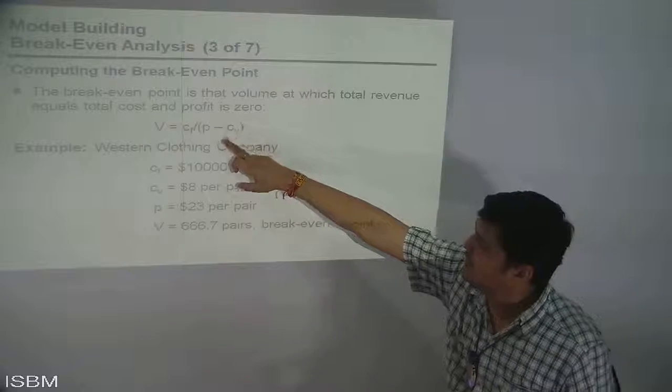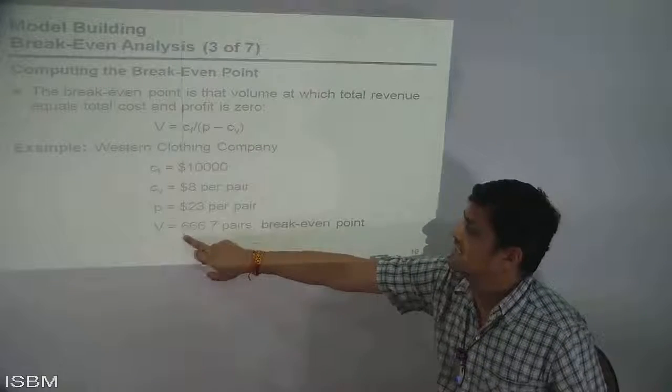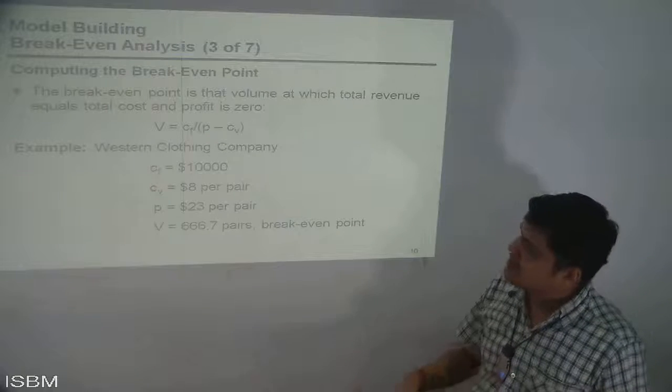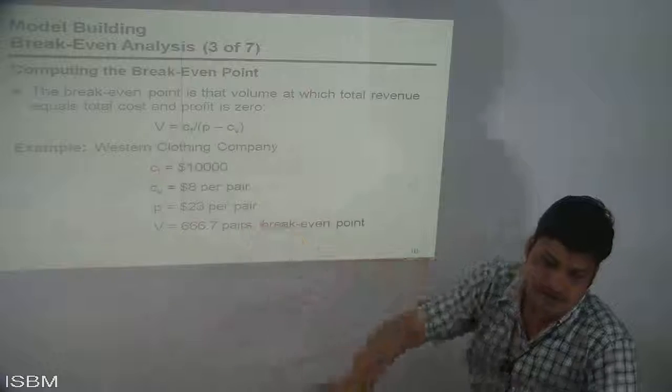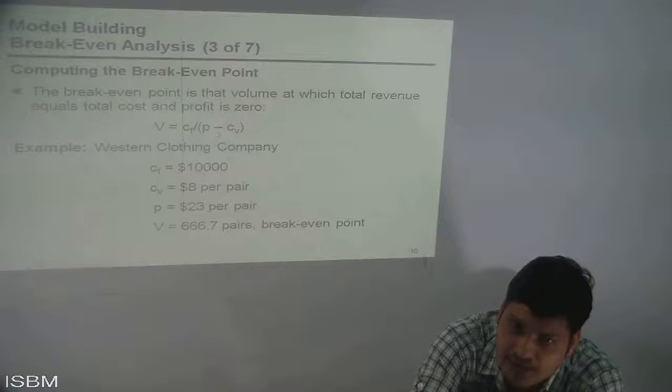So we can put over here CF, we put the value, CV put the value. So 667 pairs break-even point. You will get the break-even point over here. So this is the formula to get your break-even point. Remember that. This is the formula to get your break-even point.